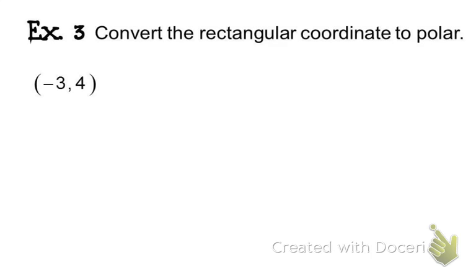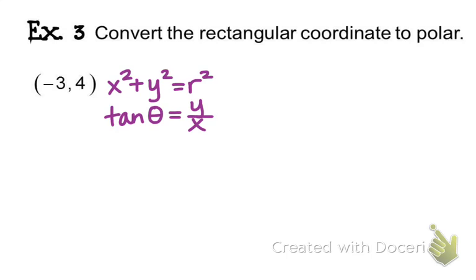Okay, now number 3, we're going to go from a rectangular coordinate to a polar coordinate. So this time we're given an x, y, I want an r, theta. So I'm going to use these two equations: x squared plus y squared equals r squared, and tangent theta equals y over x.